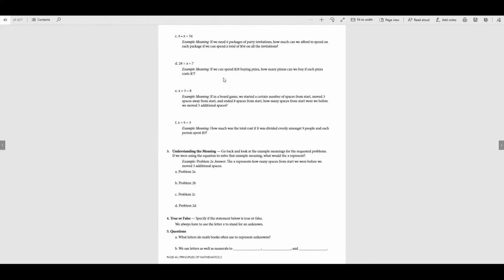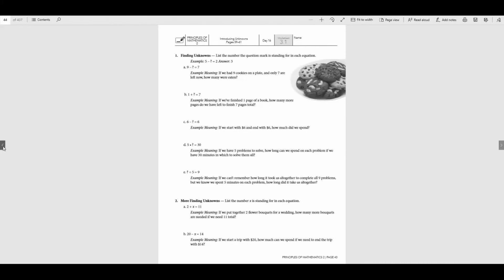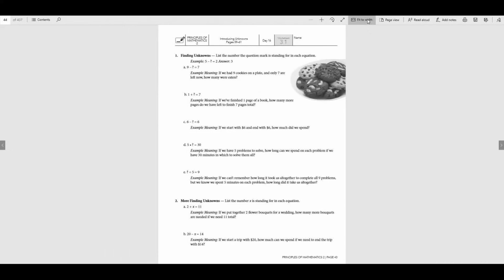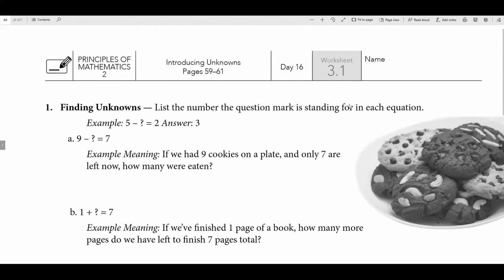They're additional symbols we use to help us describe God's creation. So with that being said, let's look at worksheet 3.1. There are 2 pages to it. It's very, very simple though. You can either copy it from the screen, or use the book, or I may have printed you a page out, it doesn't matter. We're going to list the number the question mark is standing for in each equation.